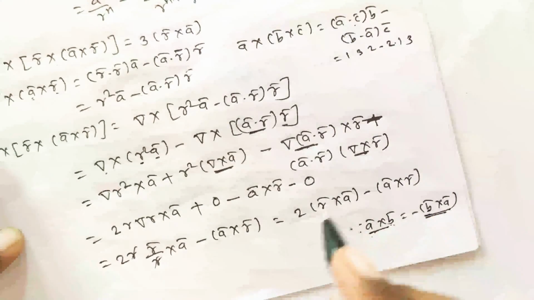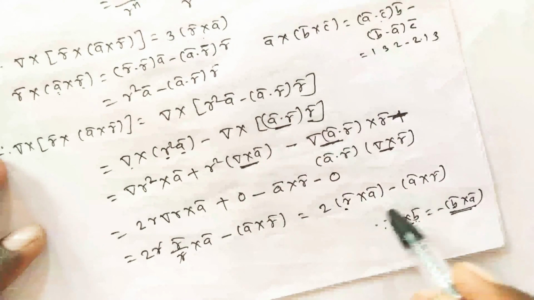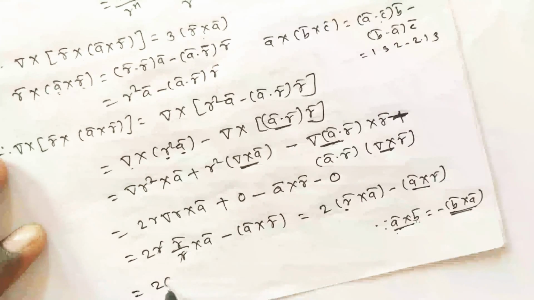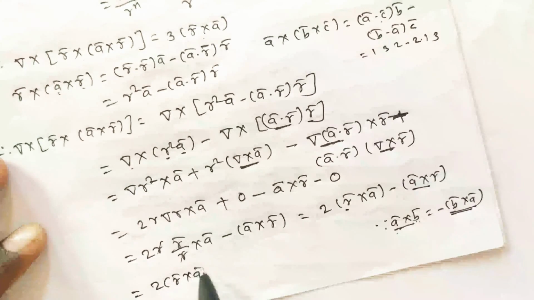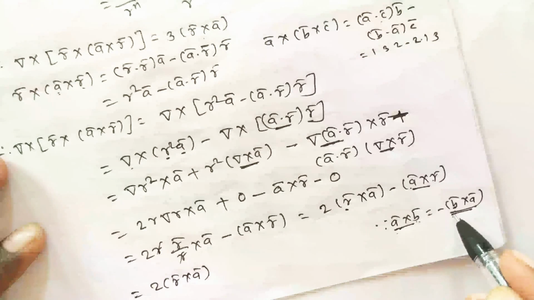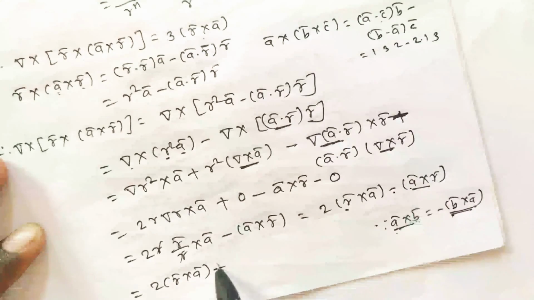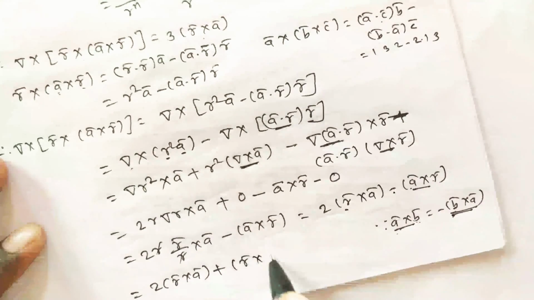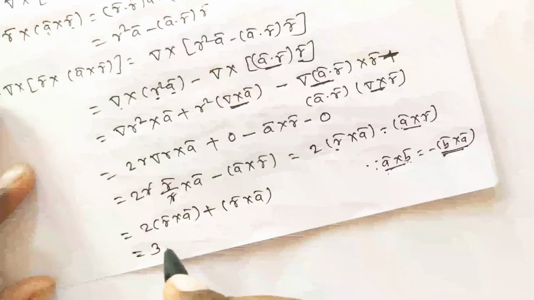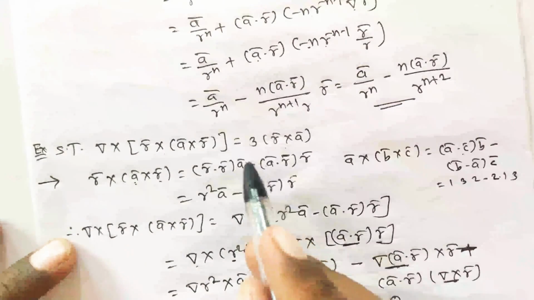So here we have to show that 3 times r bar cross a bar. Here also r bar cross a bar, but here a bar cross r bar. So how do we write this? This is equal to 2 into r bar cross a bar. If we write a bar cross r bar using this result, minus r bar cross a bar, then this minus becomes plus r bar cross a bar, so that is equal to 3 into r bar cross a bar. That is the required proof.